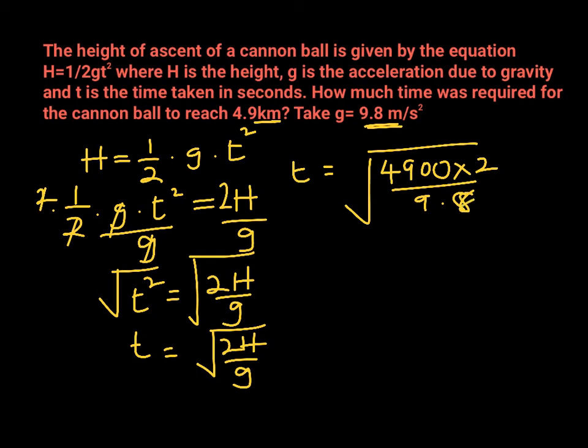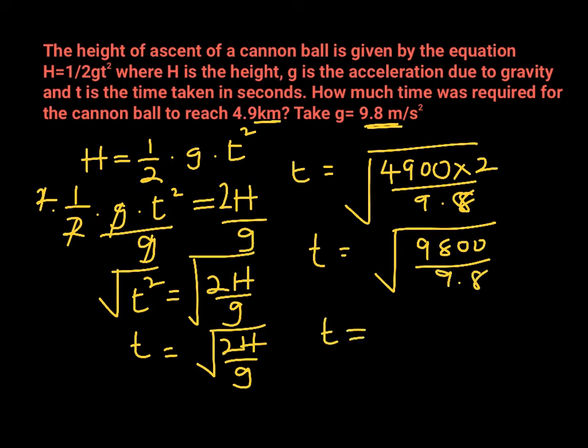So t is equal to what? Square root of 9800 divided by 9.8. So t is equal to square root of 1000. If we take the square root of 1000, it's approximately 32. Remember, the time is in seconds. So the time taken for the cannonball to reach the height of 4.9 kilometers was 32 seconds.